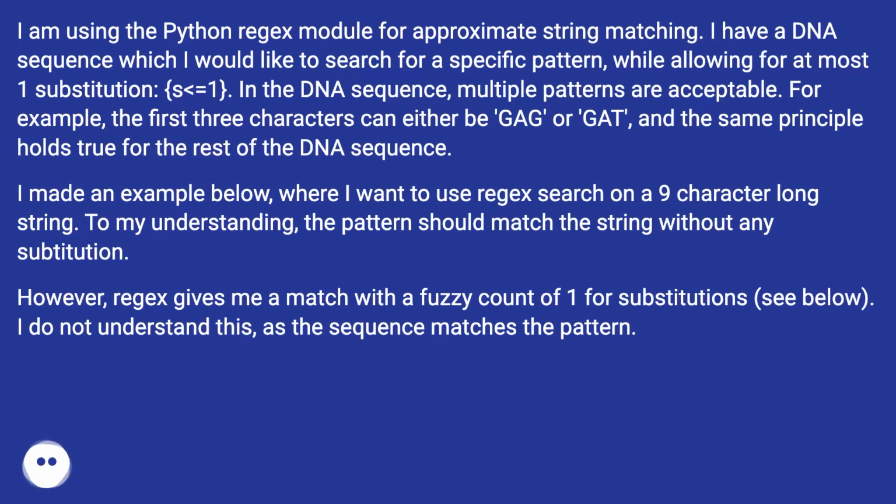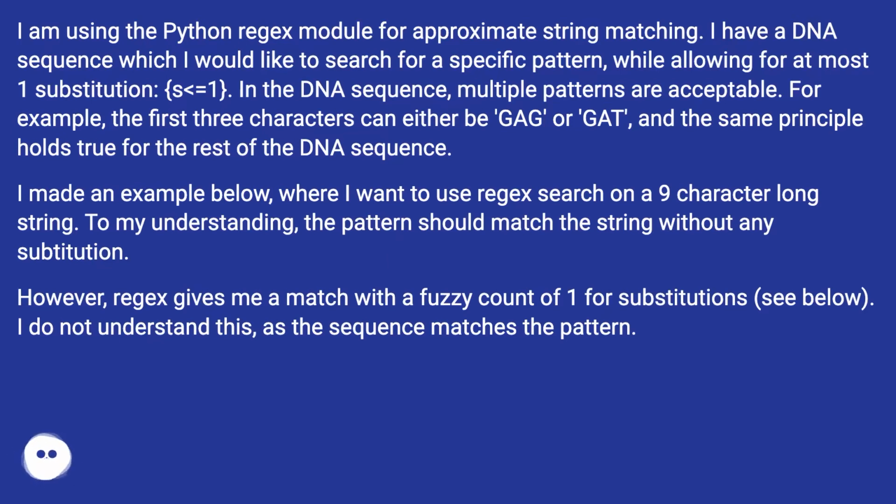I have a DNA sequence which I would like to search for a specific pattern, while allowing for at most one substitution, s lower or equal than 1. In the DNA sequence, multiple patterns are acceptable. For example, the first 3 characters can either be gag or gat, and the same principle holds true for the rest of the DNA sequence.